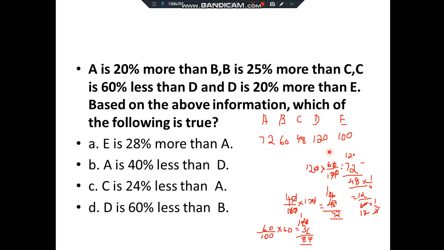Now check for each option. First take 40% and 60%, which are easy to find, right? So check option B first. A is 40% less than D. So first take 40% of D and subtract and see. You get the right answer. So option B you keep and check for the other options too. If you are straight away sure of the answer, then you can leave it as such. Otherwise go with the other options also.